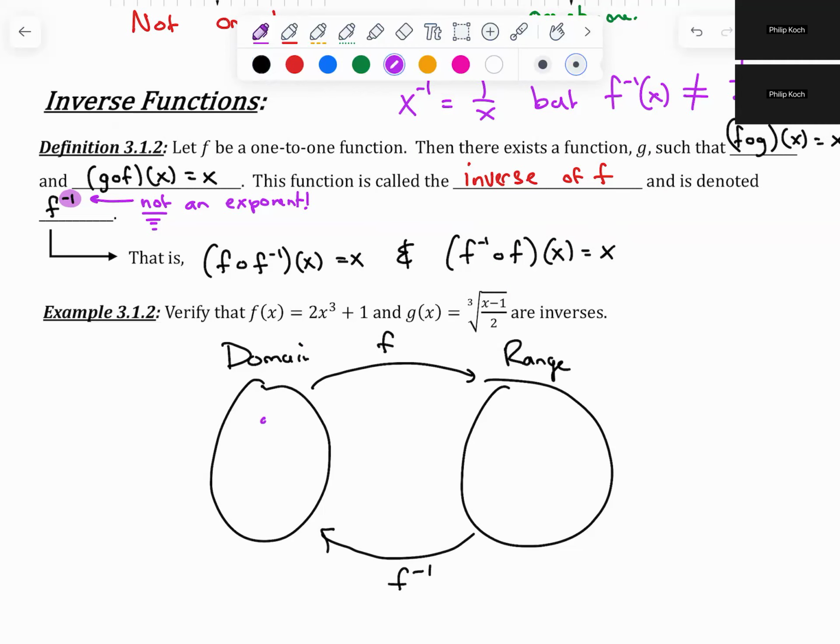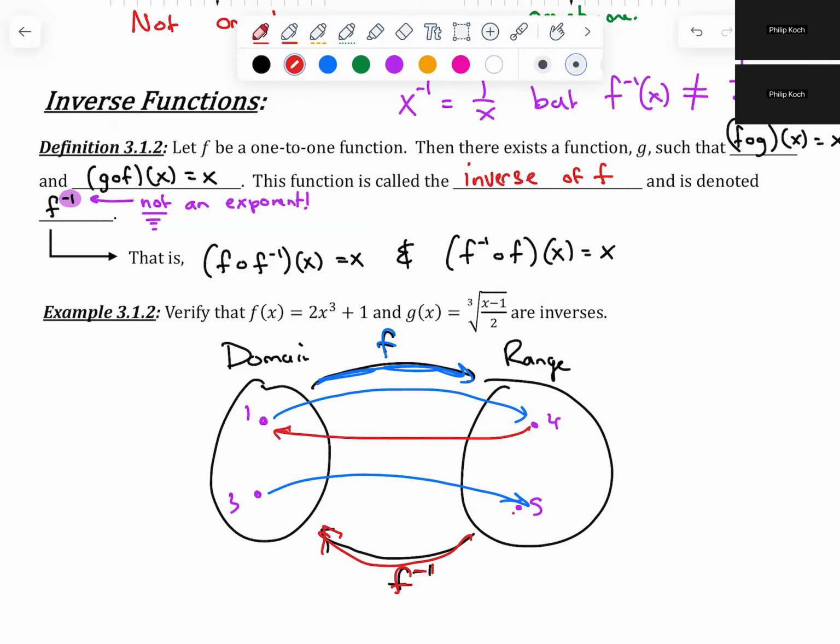So, for example, if I have 1 here and maybe 3 here, and I have 4 and 5, I'll make the function green and the inverse, f inverse, red. The function will take 1 and map it to 4, and then maybe it takes 3 and maps it to 5. The inverse function undoes that. So the inverse function would take 4 and send it back to 1, and it would take 5 and send it back to 3. There's a reason why it's called the inverse of f: it takes what f does and undoes it.